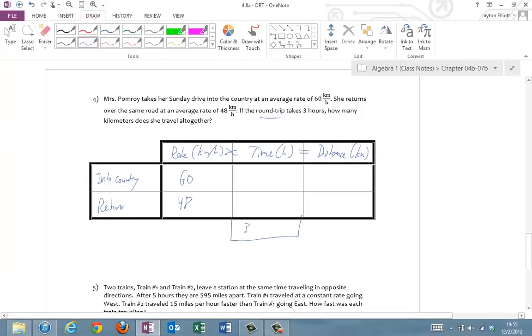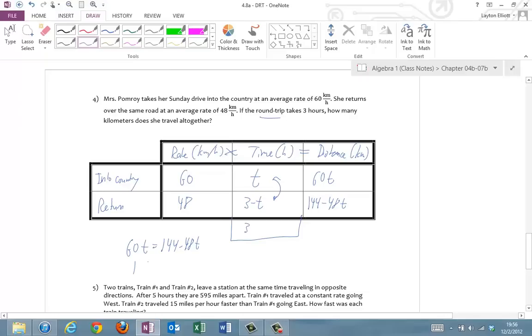One thing I know we can do is let t be the time into the country, and then the other part would have to be the total minus the t, so 3 minus t. I could have actually reversed those. It doesn't matter, as long as you pick one and stick with it. Because we know when we do a round trip, our distances are the same. So 60t, and then this one is 3 times 48, which is 3 times 50 but then minus 6, so 144 minus 48t. And I know 60t is equal to 144 minus 48t.